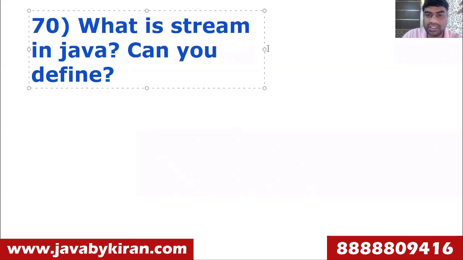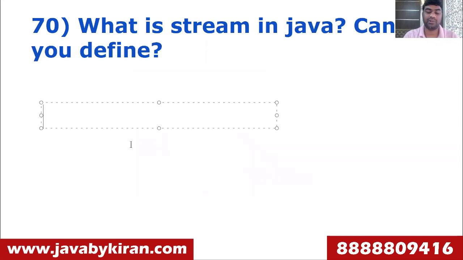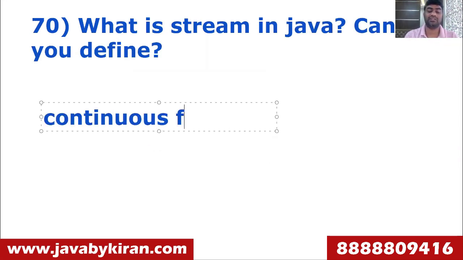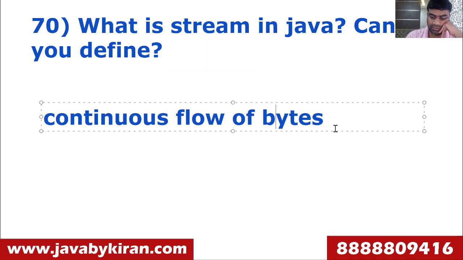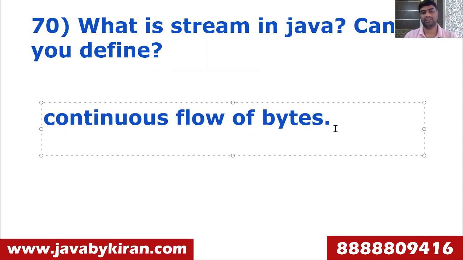Now, what is a stream in Java? You should say a stream is a continuous flow of bytes. Continuous, you need this word: continuous flow of bytes. Repeat it again and again and it will be remembered automatically. Continuous flow of bytes. Okay, that is what the stream is.